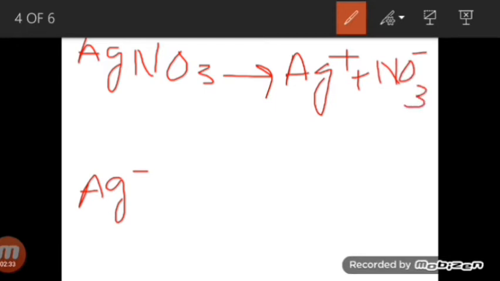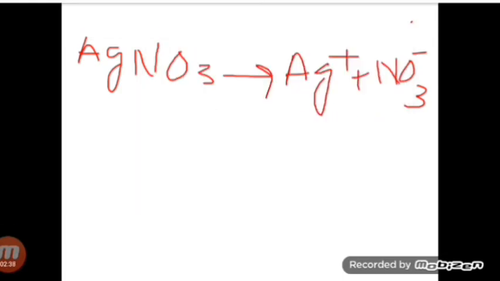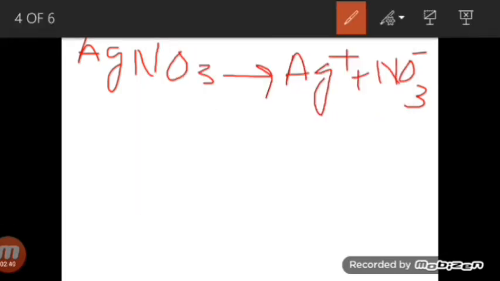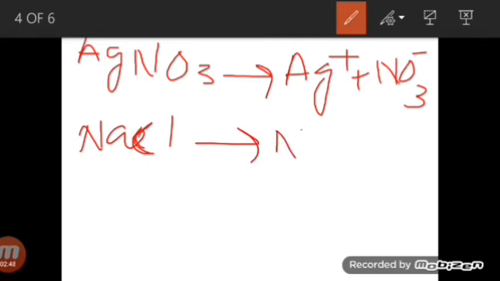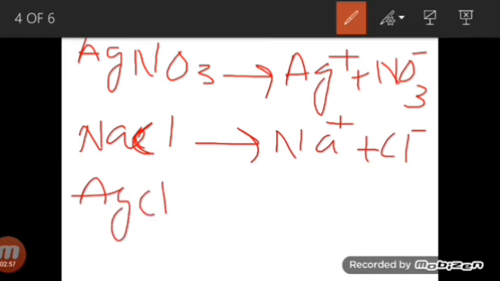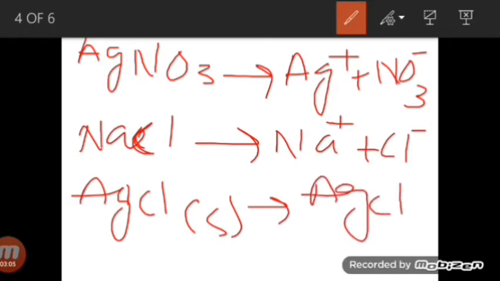The second reactant which we have taken is sodium chloride. Remember these are all in the aqueous state. So sodium plus and chloride ion, and the product will be, first one was silver chloride. Silver chloride is in the solid state, so it will stay as it is. It can't be converted into its ions. Remember this thing. It will stay in the solid state.